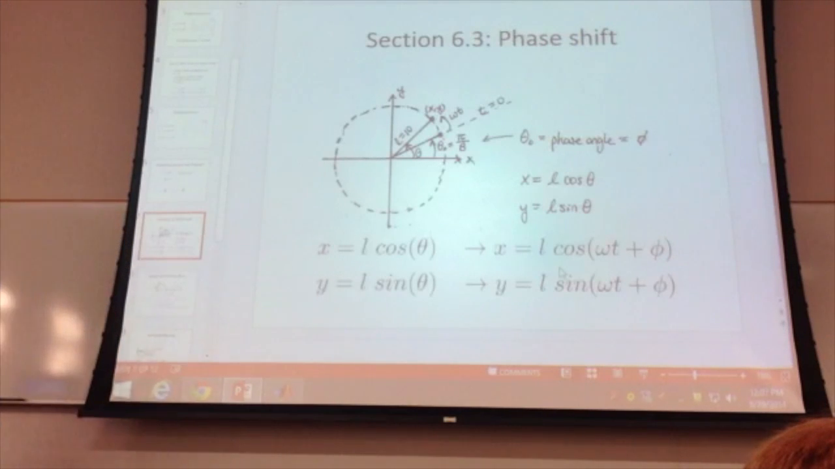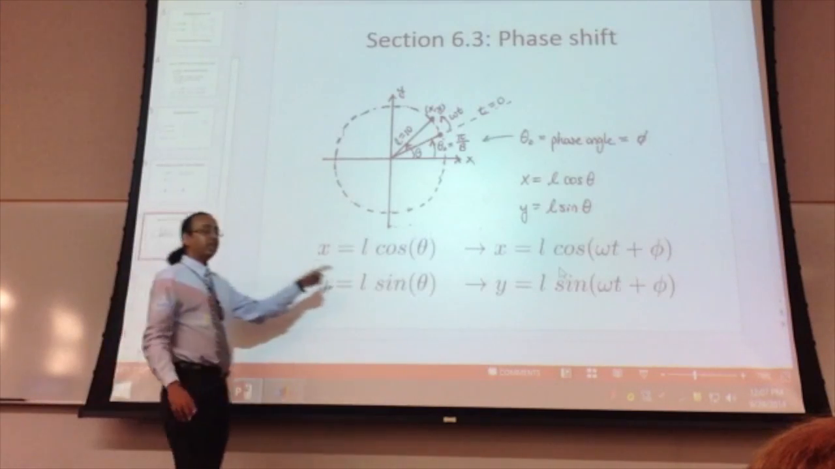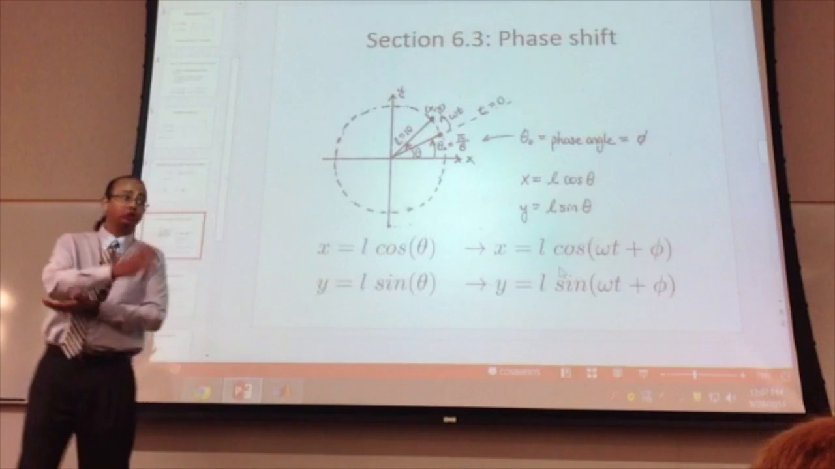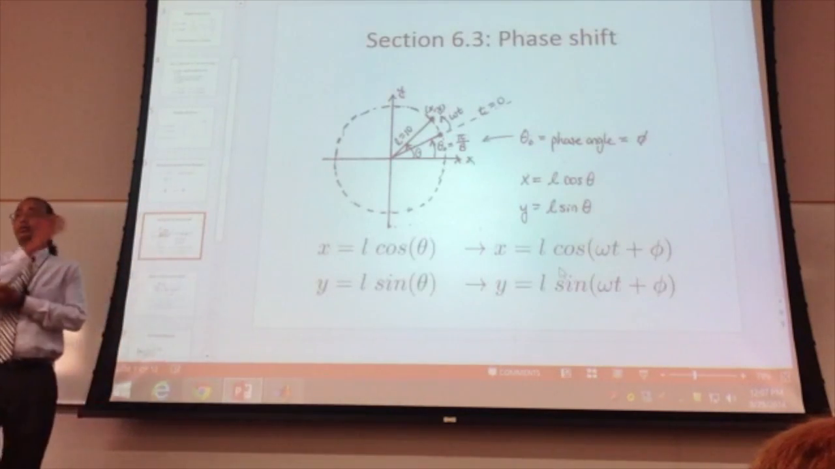So what will the plot look like as a function of time? Let's look at the equation first. Theta, I said, was omega t. Theta is the position, omega is the angular velocity, right?